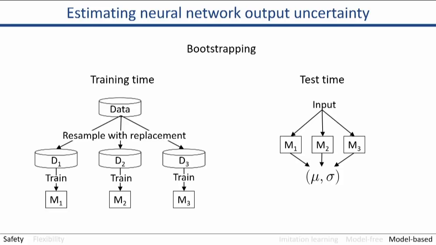So the nice thing about this method is that it actually isn't specific to neural networks. This is any model you can train with data. So it's very, very general. One of the main downsides is it's very expensive. You have to train a bunch of models, and at test time you need a bunch of models. So depending on your application, this could be a bit painful.